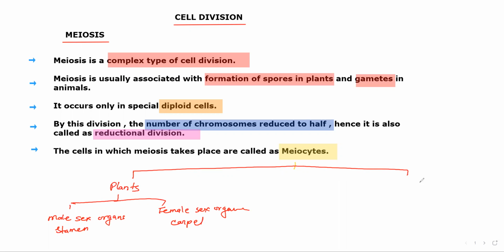In the same way, where does meiosis take place in animals? In males, it is in the testes, whereas in females, meiosis takes place in the ovary. So these are the meiocytes, where meiosis takes place in plants and in animals.